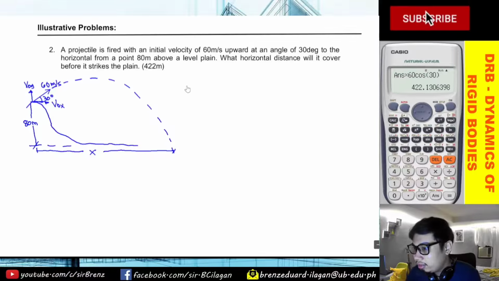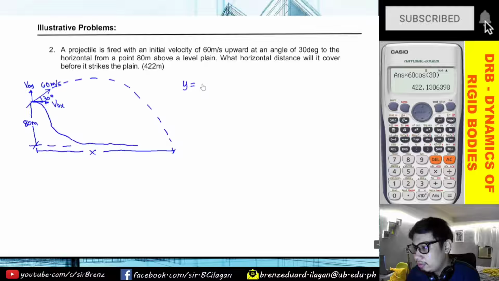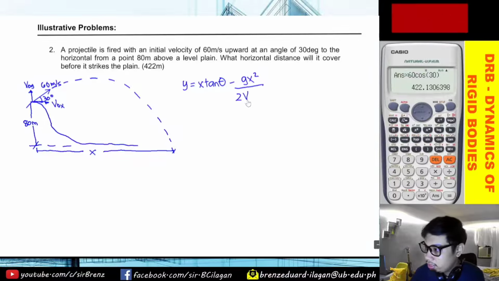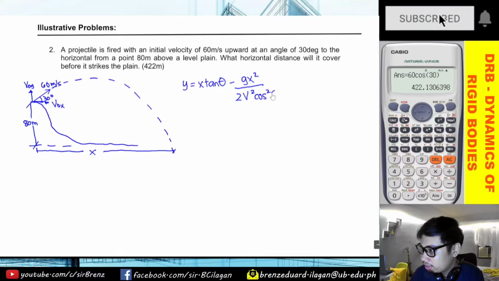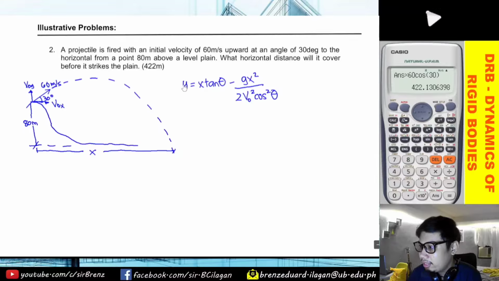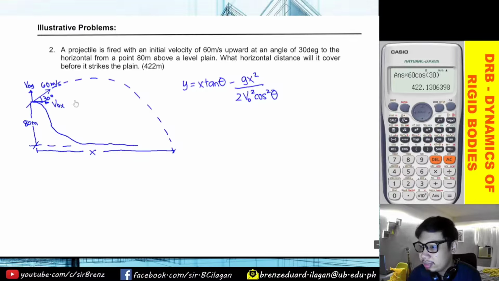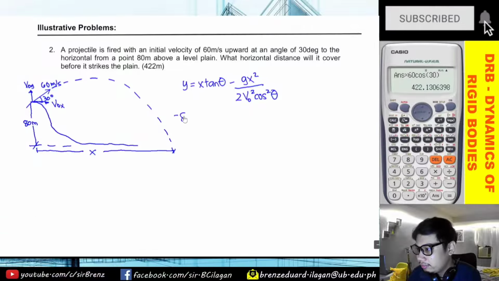So, ang formula natin dito again is yung y equals x tangent theta minus g x squared all over 2 initial velocity squared cosine squared theta. Okay? So again, yung sign for the y and even yung gravitational acceleration will be based dun sa direction ng iyong initial velocity. So ito naka-minus na, so automatic minus na yan. So again, pataas yan. Since pataas and yung iyong displacement na y is pababa, therefore, yung y mo dito will be negative 80.